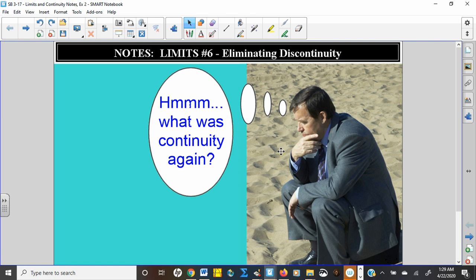So we're going to do the second part of the continuity lecture, Section 2.3, part B. We're going to talk primarily about eliminating discontinuity. Let's see how good your short-term memory is. Do you remember from yesterday what continuity was? I know it's a deep thought, definitely. You can get lost in it if you're not careful.